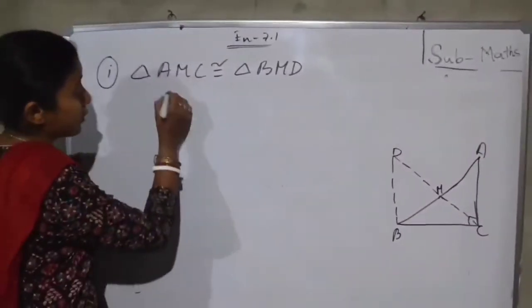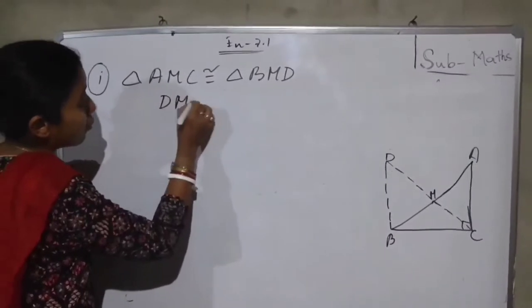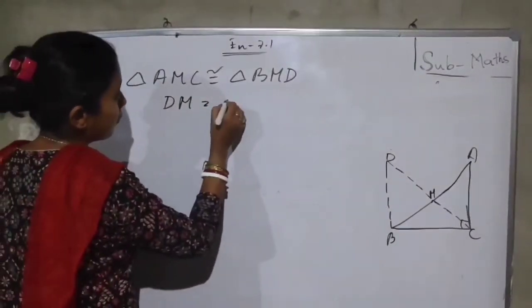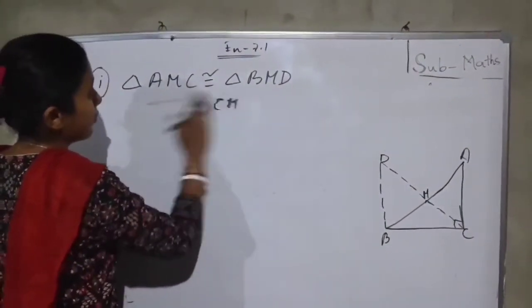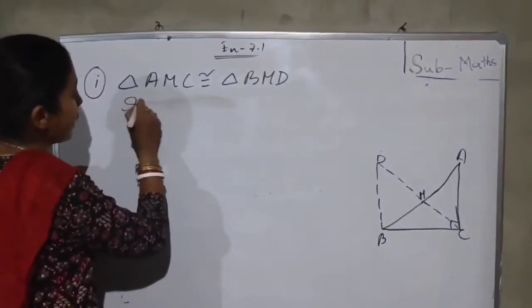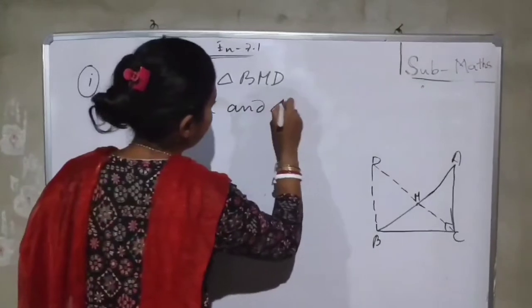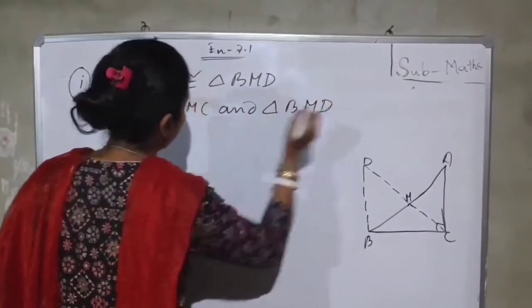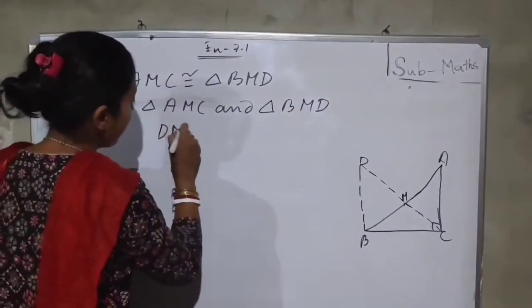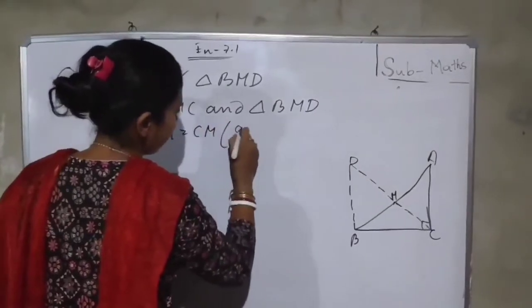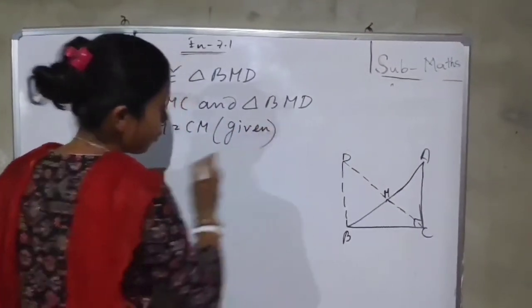We can write DM equal to CM. Let's write like this. In triangle AMC and triangle BMD, we can write DM equal to CM. It is given to us, right? It is given to us.